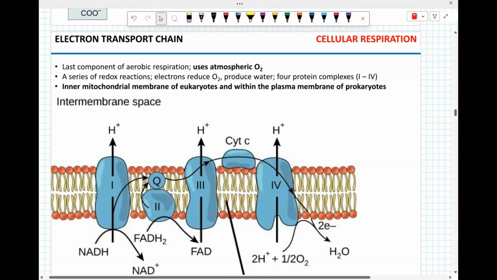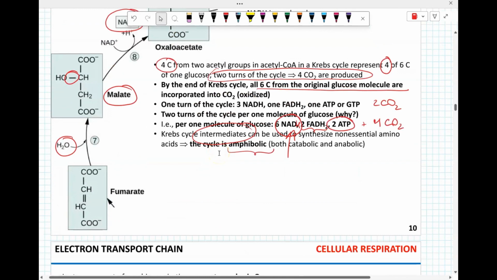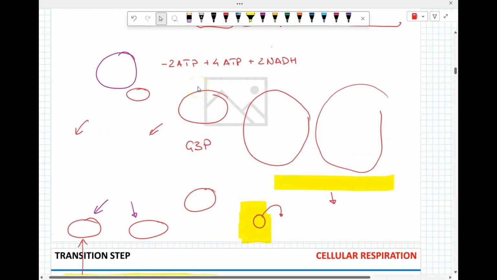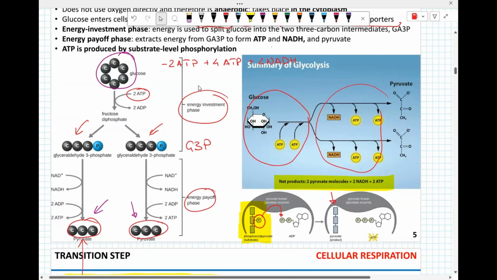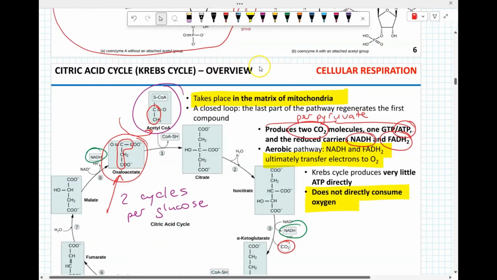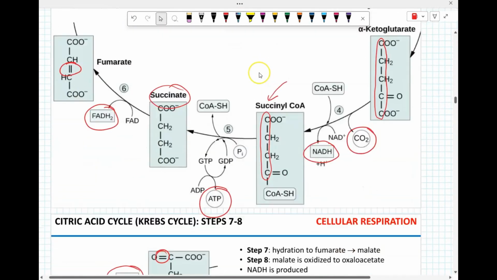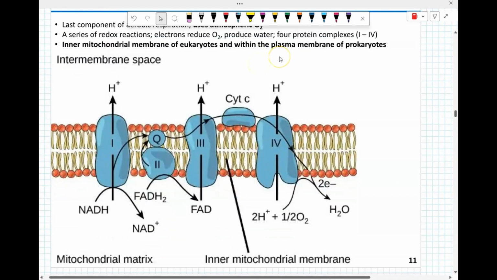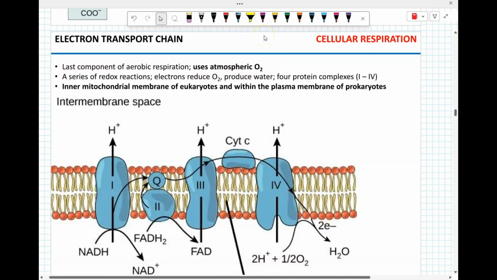So far, if you paid attention, you may have noticed that per 1 molecule of glucose, we managed to generate 2 molecules of ATP during the Krebs cycle, and 2 molecules of ATP as a net yield during glycolysis, total 4. This is not a lot of ATP for the hassle that we just had to go through. So what is the goal of cellular respiration, of the Krebs cycle, transition step, and glycolysis?